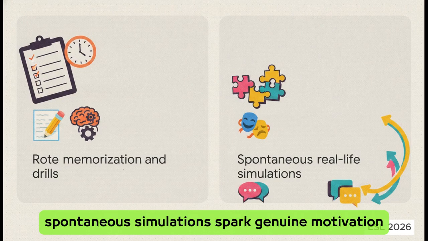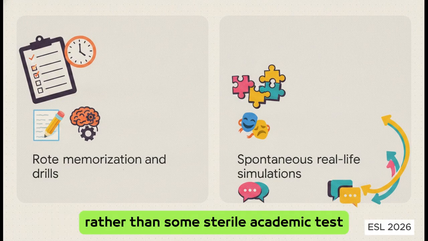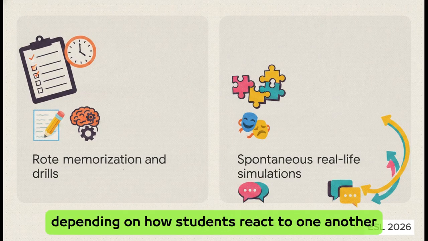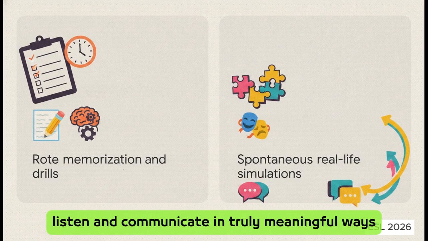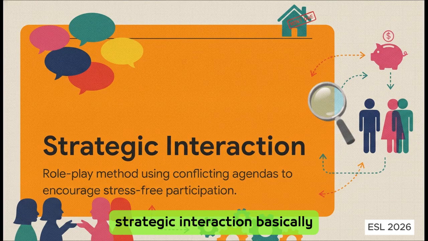Spontaneous simulations spark genuine motivation because they feel like real-world survival rather than some sterile academic test. It provides varied, totally unpredictable outcomes depending on how students react to one another, and that forces them to actively listen and communicate in truly meaningful ways. One brilliant technique for this is called strategic interaction.